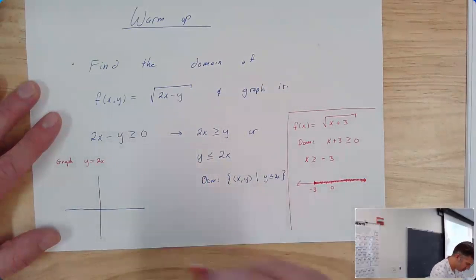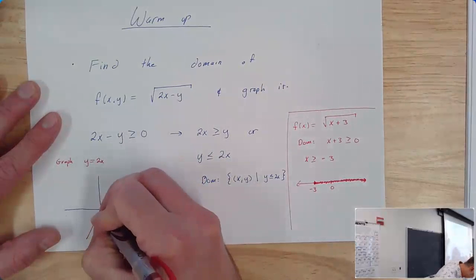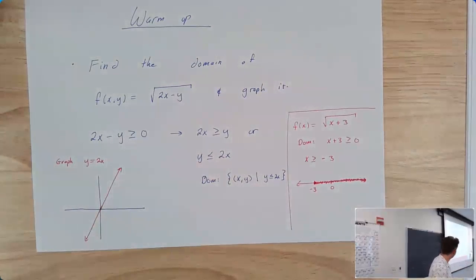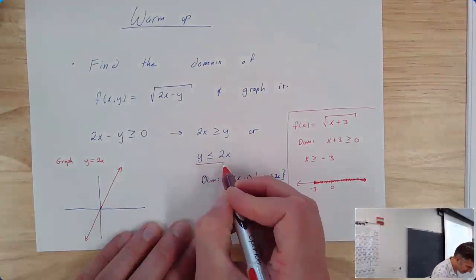And I'm going to draw it solid. So there's y equals 2x. Okay, I want my domain to be every point in the plane so that y is less than or equal to 2x.